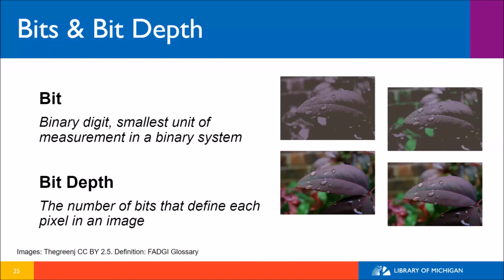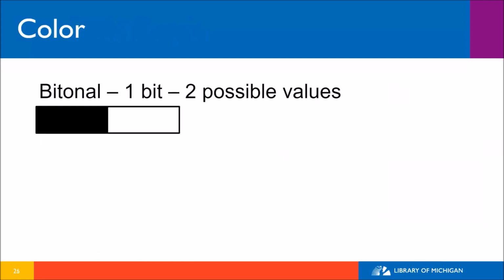Bit depths range from 1 to 48 usually, with common bit depths of 1, 8, and 24. So let's look at some common bit depths for digital images. The first is bitonal, which is 1 bit. That pixel can be represented by one of two possible values. It's either going to be black or white, a 1 or a 0.